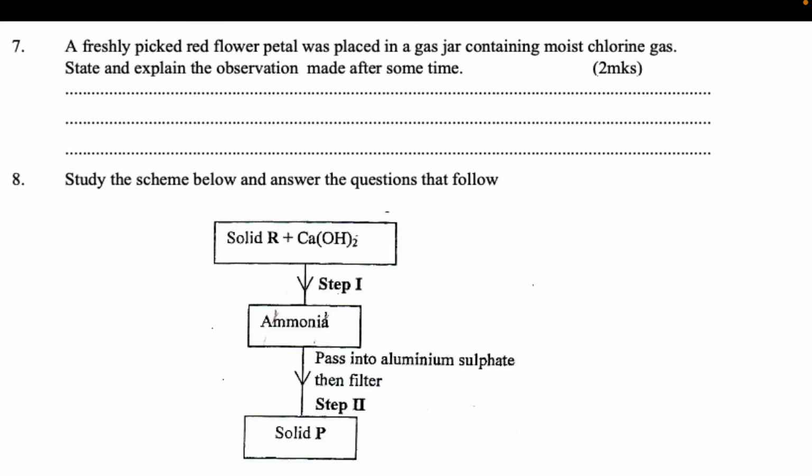7. A freshly picked red flower petal was placed in a gas jar containing moist chlorine gas. State and explain the observation made after some time.